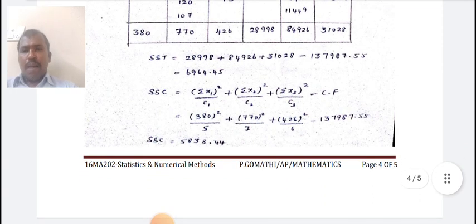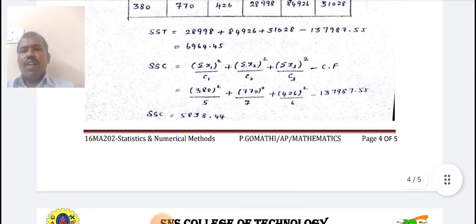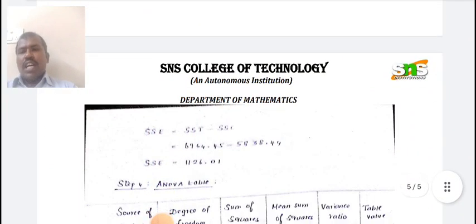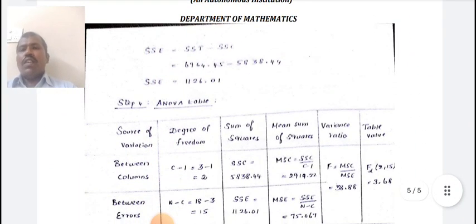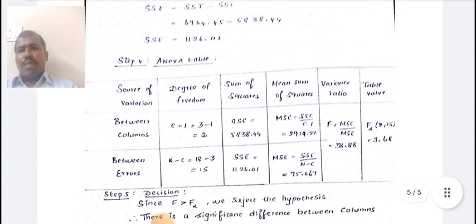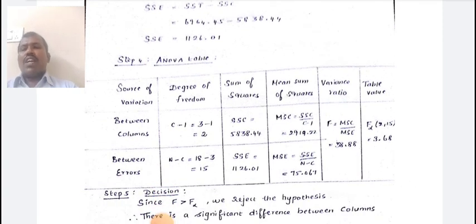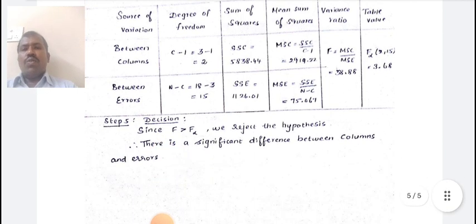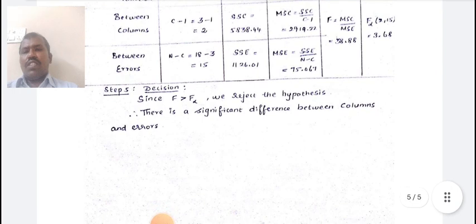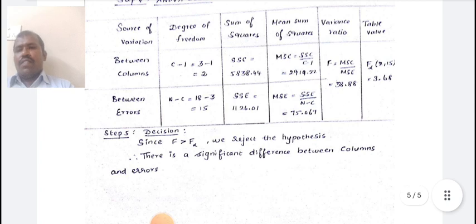SSC: apply the formula and get the value, which is 5838.44, and SSE is 1126, that is SST minus SSC. Apply the formula and substitute the values in the ANOVA table you have already seen. Substitute the values and compare the calculated value and the table value. The calculated value is greater than the table value, so we reject the hypothesis. There is a significant difference between columns and errors. That's all. Thank you.